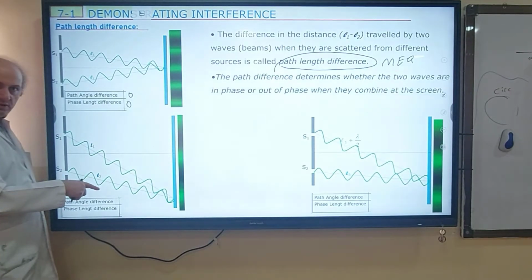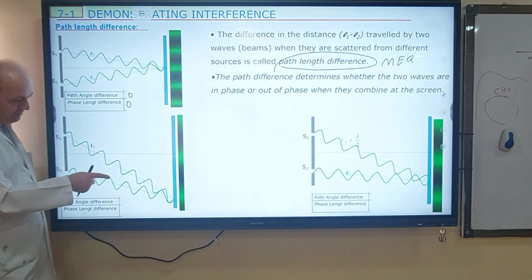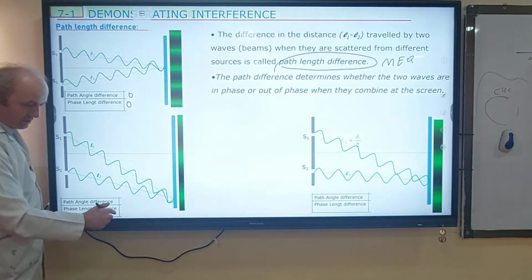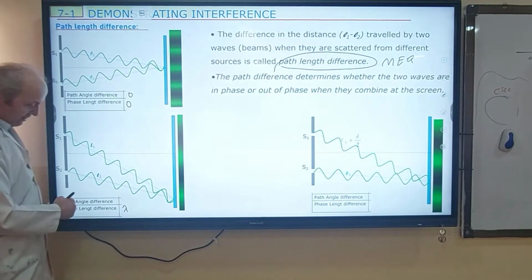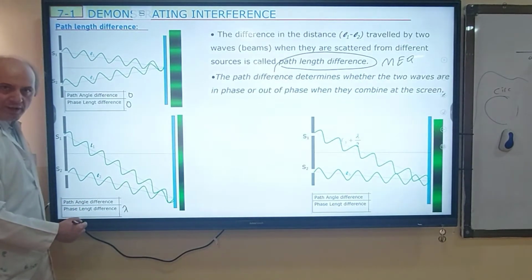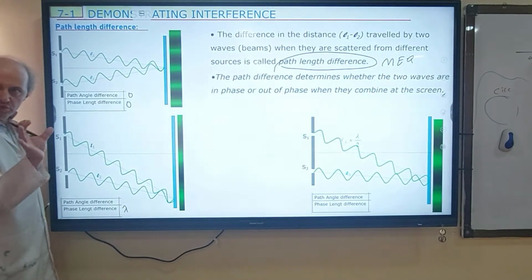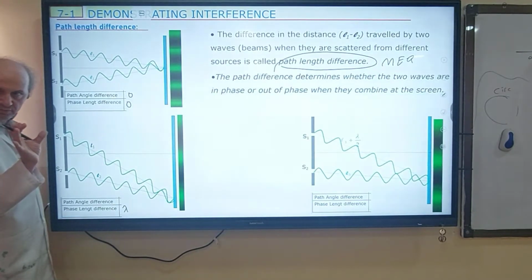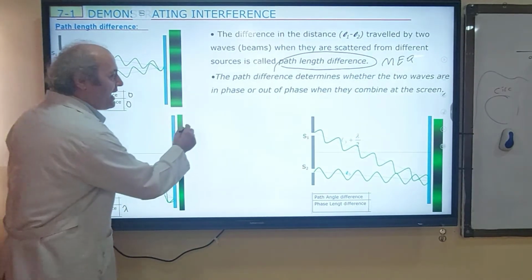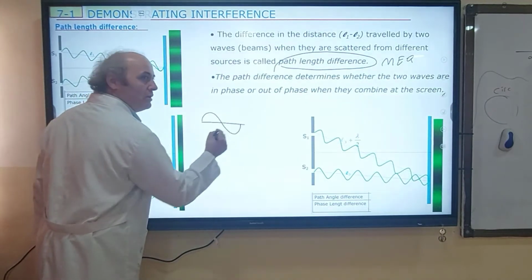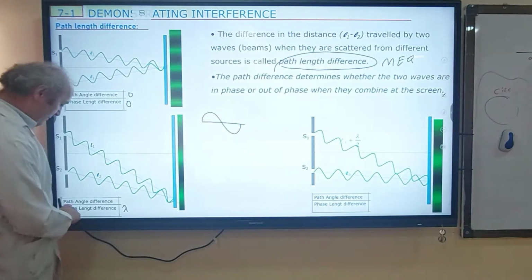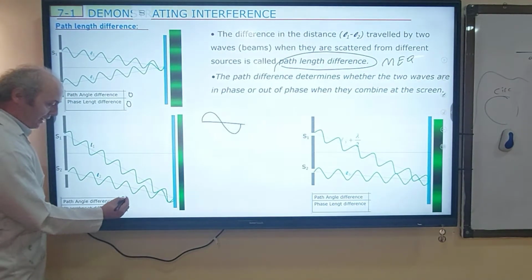What about this? One wave travels longer than the other one. How much longer? 1 wavelength longer. So, path length difference is 1 lambda. What about phase angle difference? 1 wavelength corresponds to 2 pi. Each lambda corresponds to 2 pi. Don't forget this. We did this before. 1 wavelength corresponds to an angle equal to 360 degrees, that is 2 pi. So, phase angle difference is going to be 2 pi.